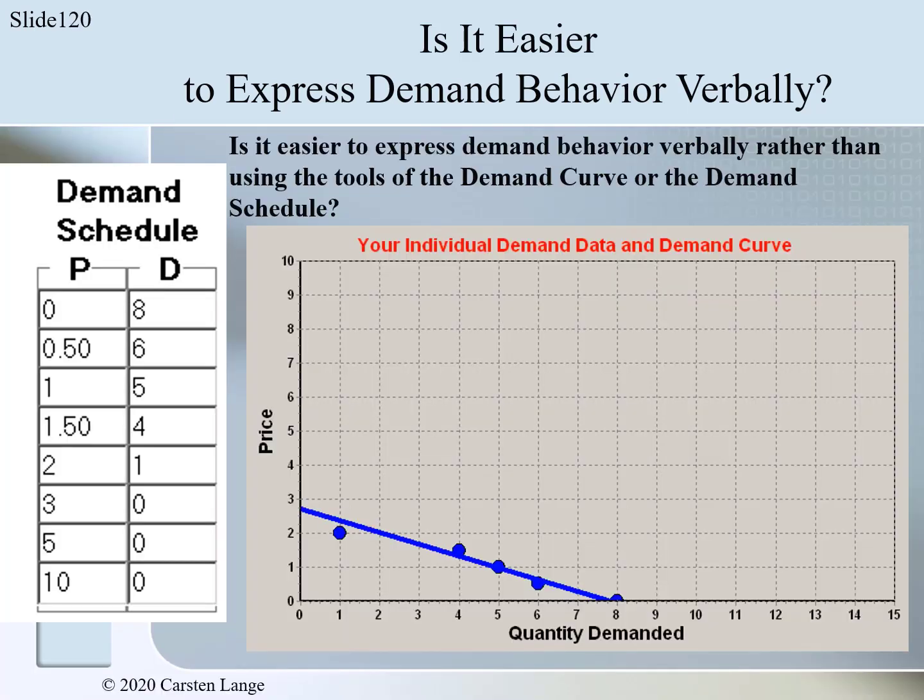So you see, actually our demand schedule and our demand curve, although we have to develop them in the first place, are eventually a way easier way to express demand behavior.